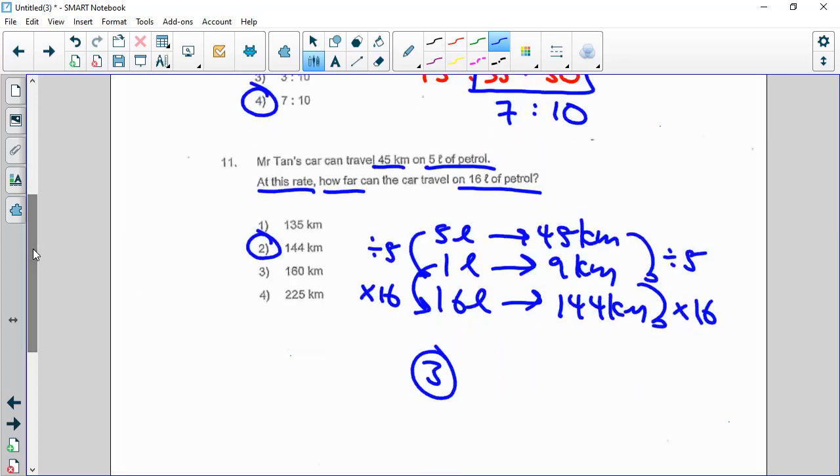If you have a lot of mistakes, then what do you do? You need to revise. Okay, revise and do again, see whether you understand and don't make the same mistakes.